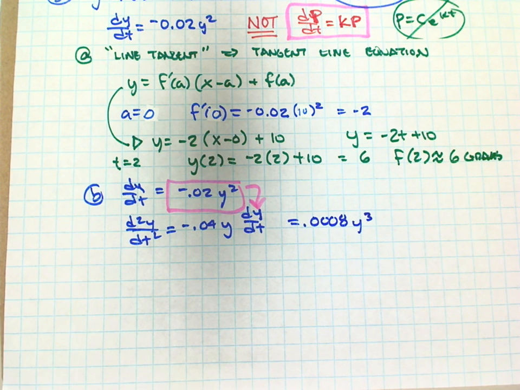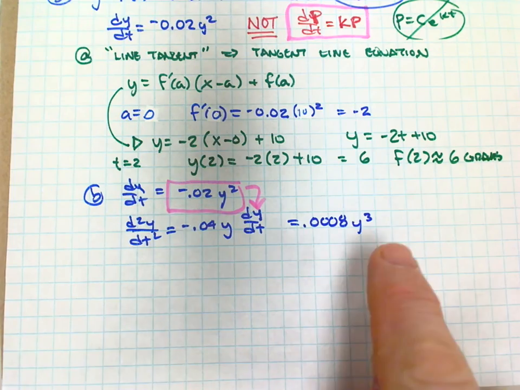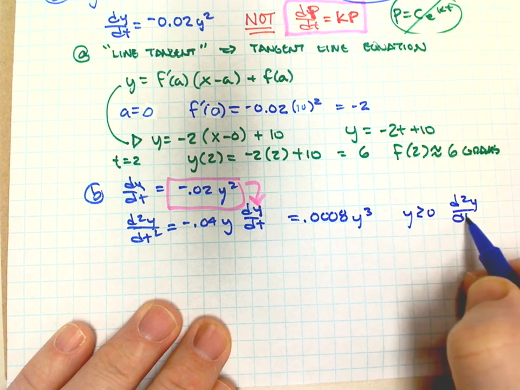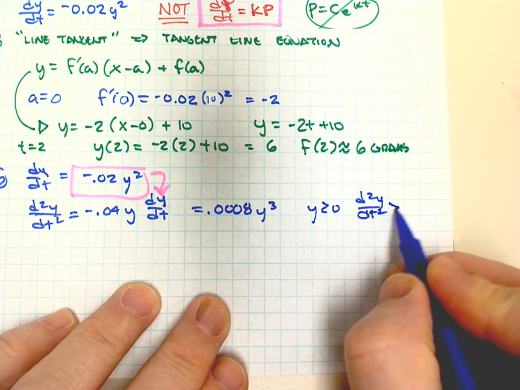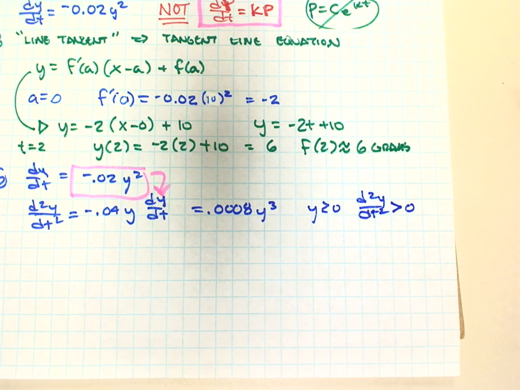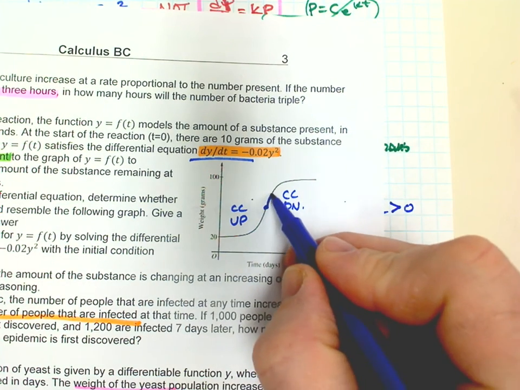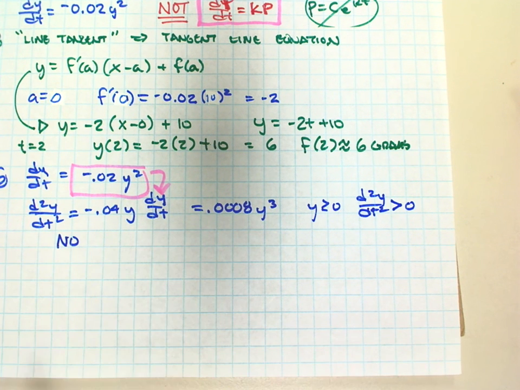So will this match this? Well, now that I look at that graph, you'll see that all of these have positive values for y. So if y is greater than or equal to 0, then the second derivative of our function has to be greater than 0. Looking at this, that's fine here, but it's not going to match the graph when we are concave down. So we're going to have to say, no, this does not represent this graph because of the concavity that we see.